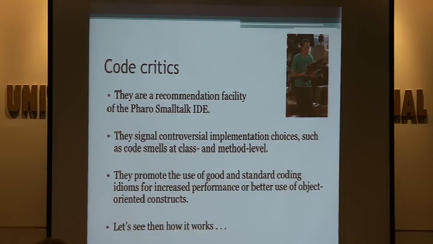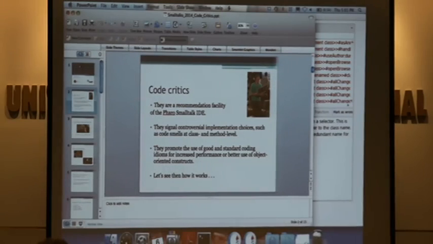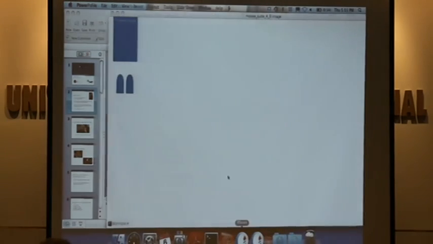Code Critics is a recommendation facility of the Pharo Smalltalk IDE, and this tool tries to show some controversial implementation choices, like code smells at class or method levels. What the tool is trying to do is improve your code with several suggestions. Let's see how it works, just in case you didn't see it. I will jump all the time from the presentation to the image.